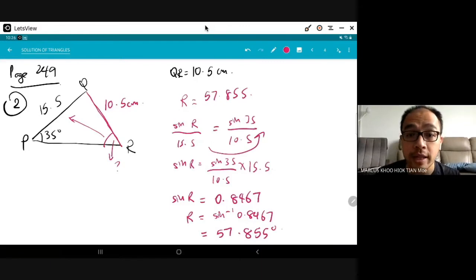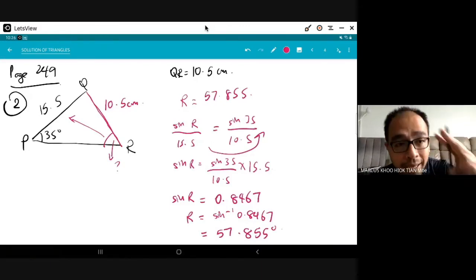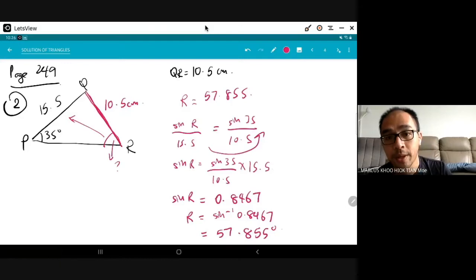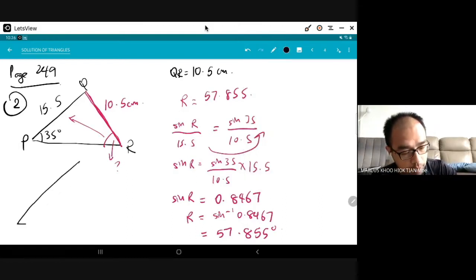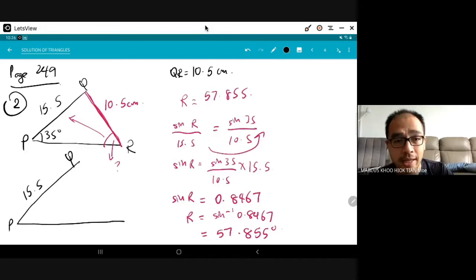Okay, so this is very easily done. But the problem is this: there is a second possible triangle where the length is still 10.5 cm. Okay, now let me draw this line again. Like this. So here is Q, here is P. I know that this is 15.5. This one cannot change and this angle also cannot change, 35 degrees.